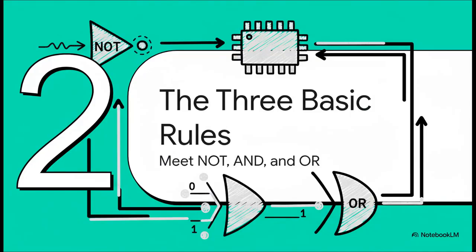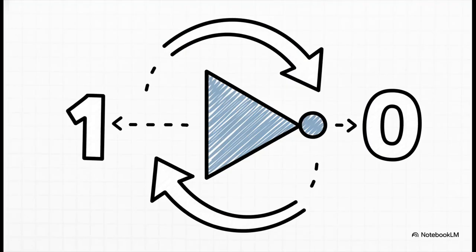So how exactly do these little decisions get made? Well, it all starts with three super fundamental gates that really form the basis of almost everything else. So let's meet them: the NOT, the AND and the OR gates. The simplest one of all is the NOT gate. It's often called an inverter, which is honestly the perfect name for it.